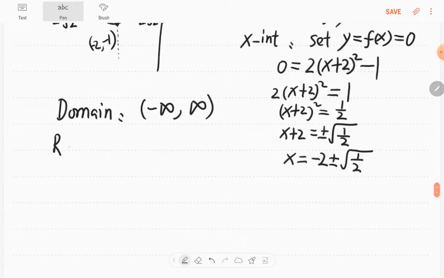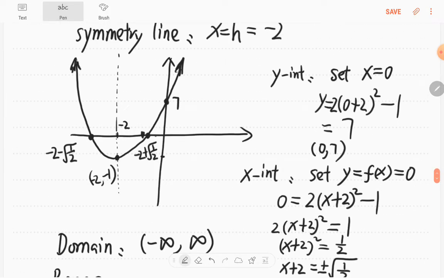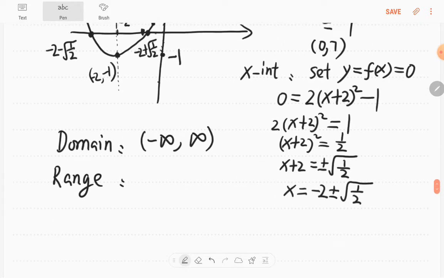What is the range? Range, so since this opens up and this one gives you the lowest point which has the y-coordinate of -1. So all the values greater than or equal to -1 have points on the curve corresponding to them, right? Below -1, there are no points on the curve. So in other words, below -1 is not in the range. So the range is from -1 to infinity.